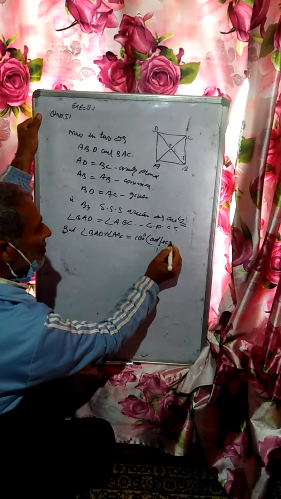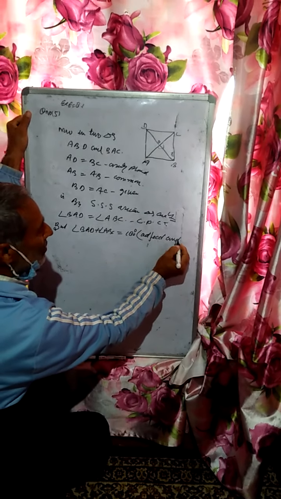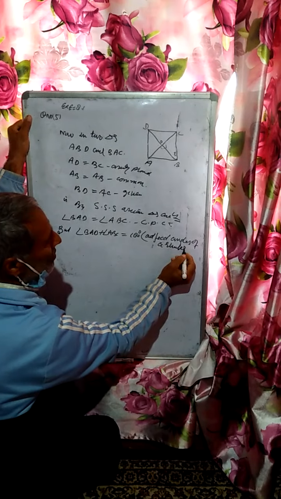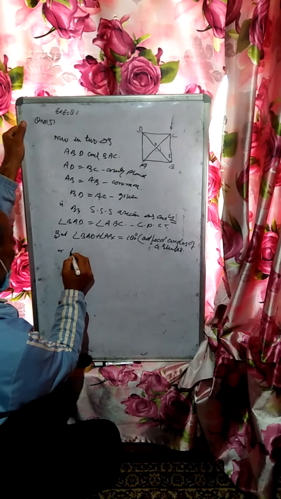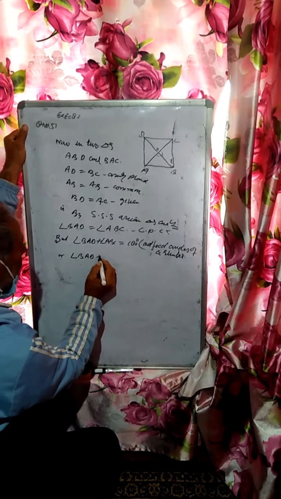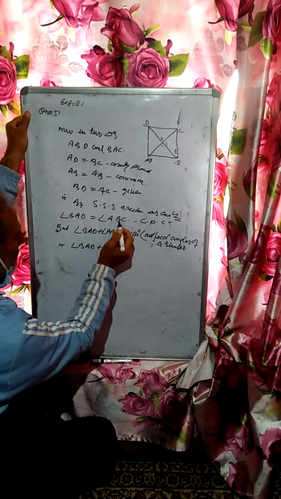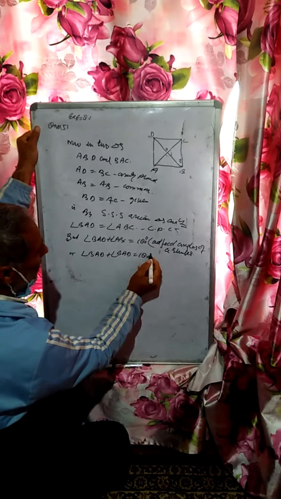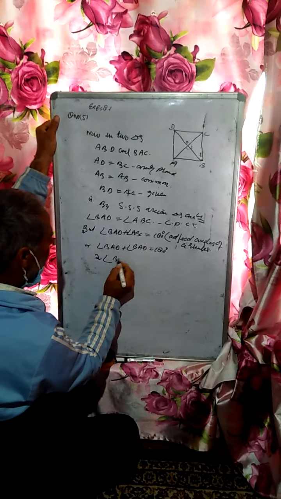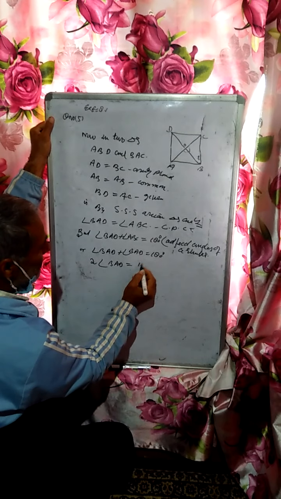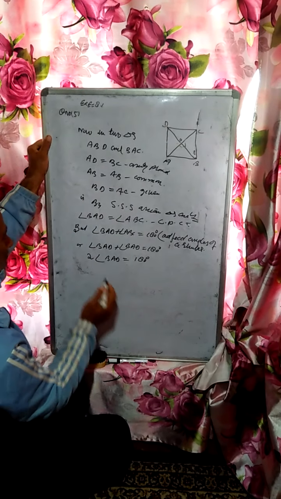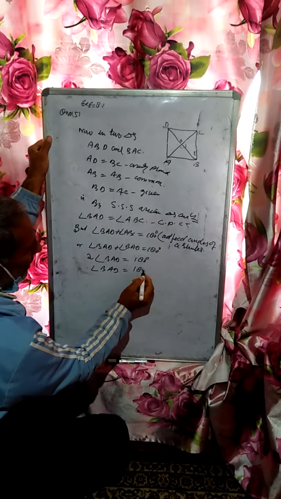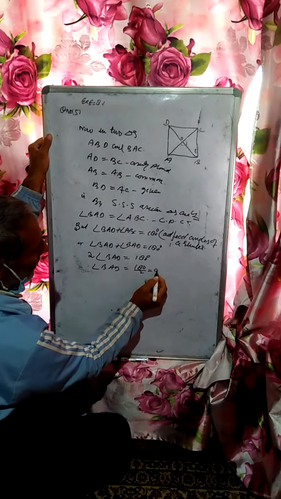Adjacent angles of a rhombus. Or angle BAD plus angle ABC, ABC के बदले हम लिखेंगे BAD, is equal to 180 degrees. Twice angle BAD is equal to 180 degrees. So angle BAD is equal to 180 divided by 2. It is 90 degrees.